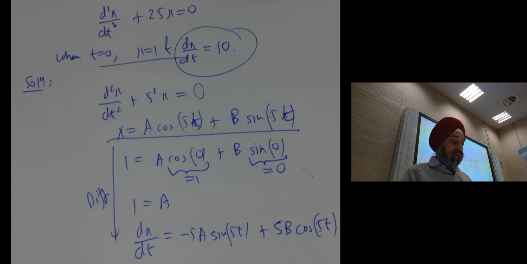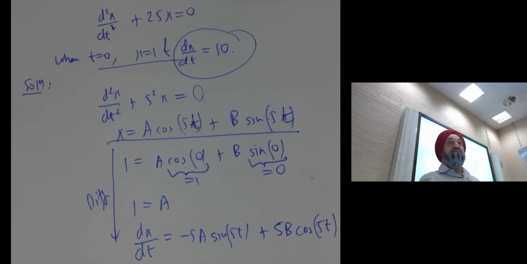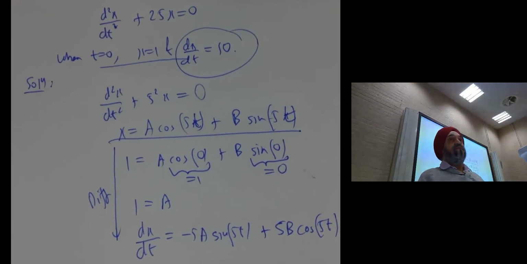That's right, okay. What are we told? What do we know? What information do we have? We have dx/dt equals 10.